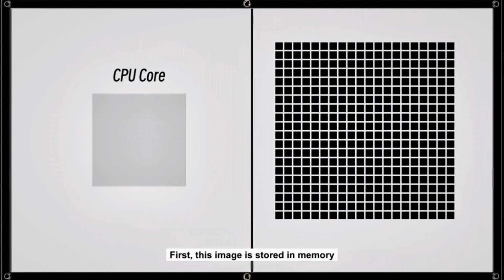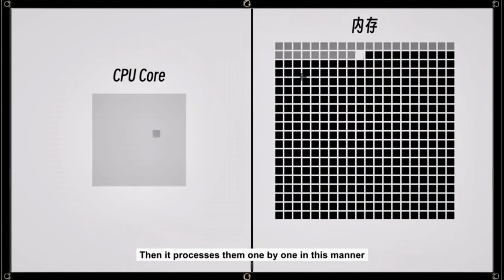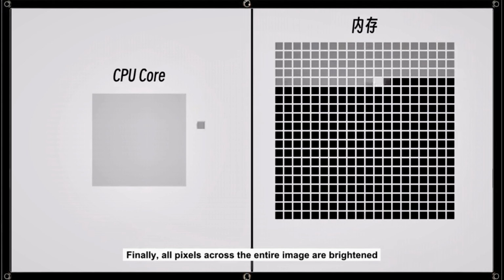First, this image is stored in memory. So the CPU starts with the first pixel, reads this pixel from memory into the CPU, then performs brightening calculations on this pixel. After the calculation is completed, the pixel's computation result is written back to the memory. Then it processes them one by one in this manner. Finally, all pixels across the entire image are brightened.